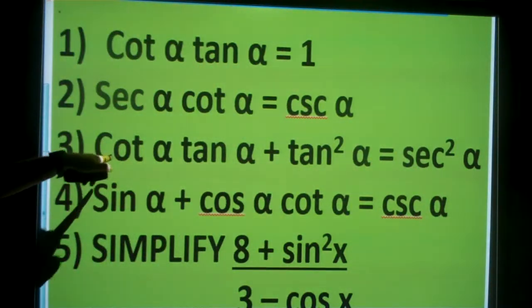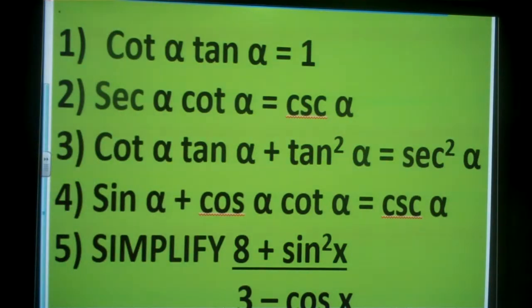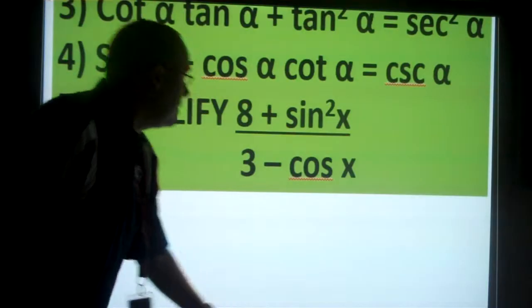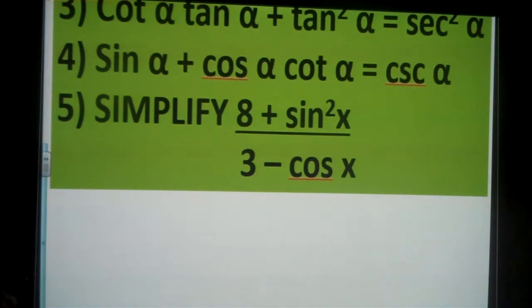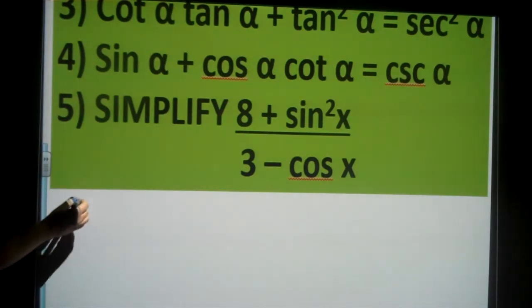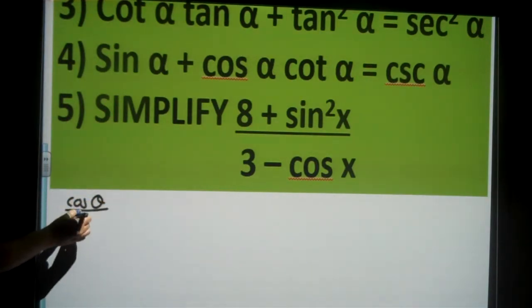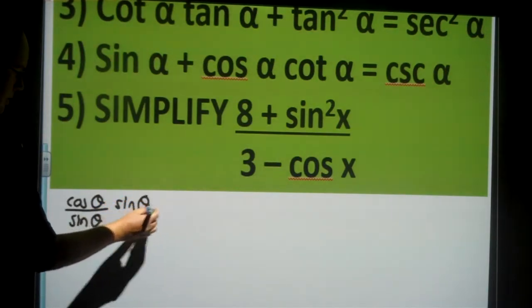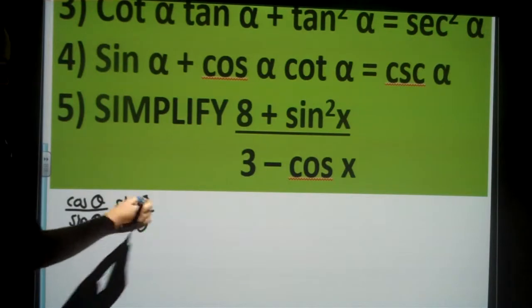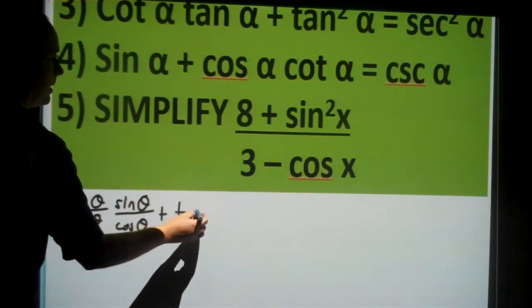Number 3, cotangent, tan plus tan squared theta. Might need a little bit more room for this one, so I'm going to leave that one off at the top. So cotangent theta is cosine over sine. Tan theta is sine over cosine. And tan squared, I'm actually just going to leave right now.